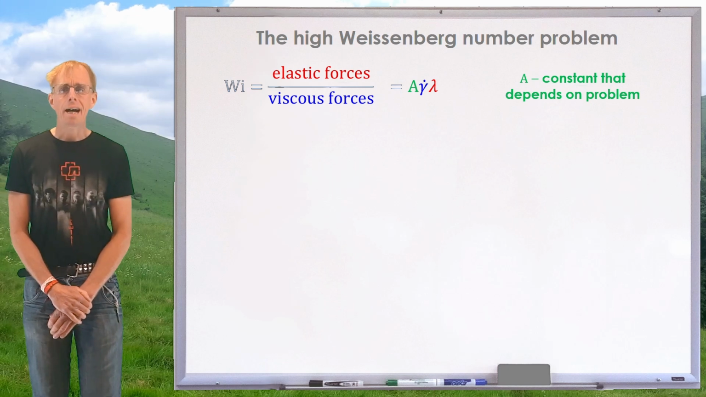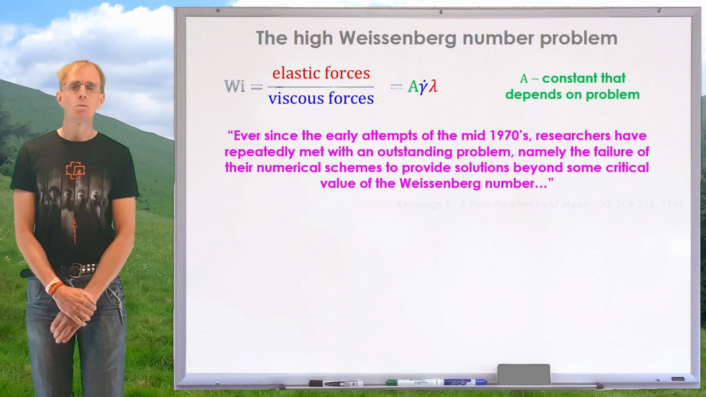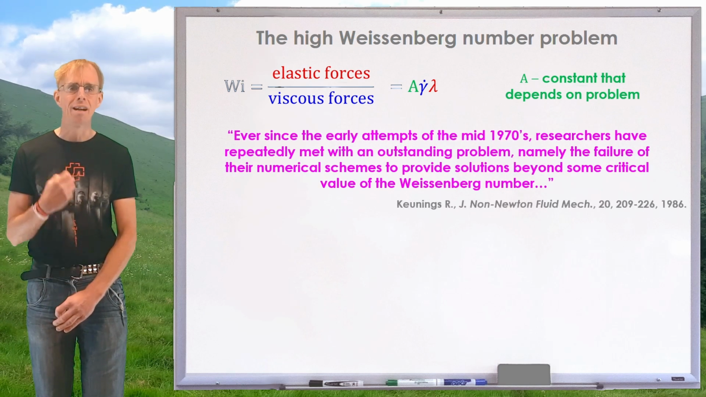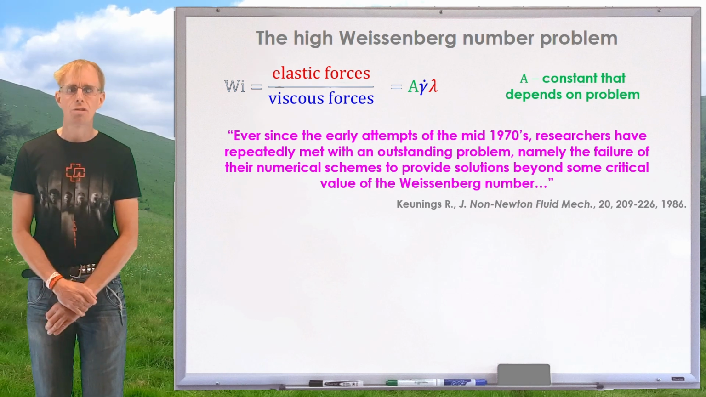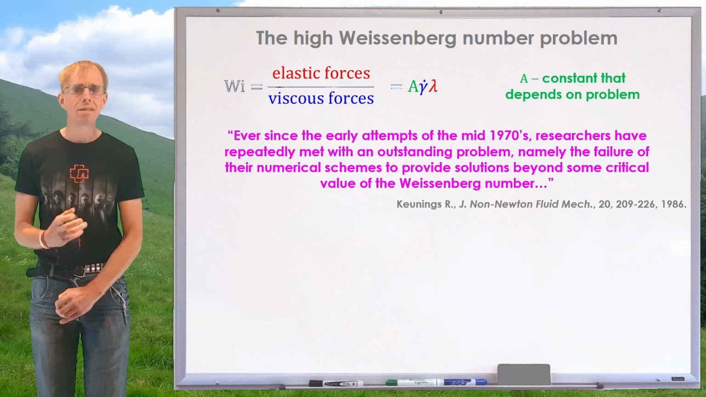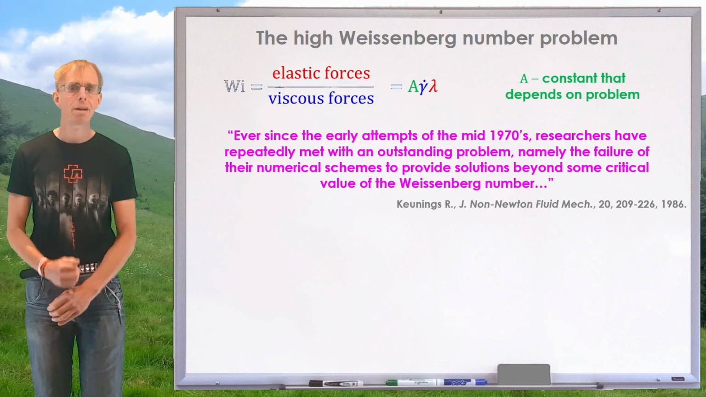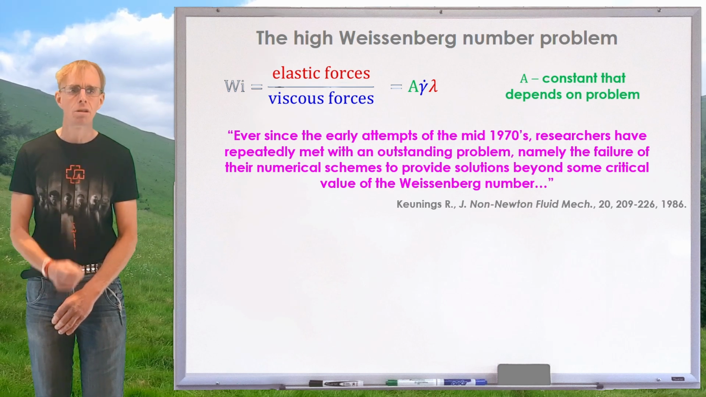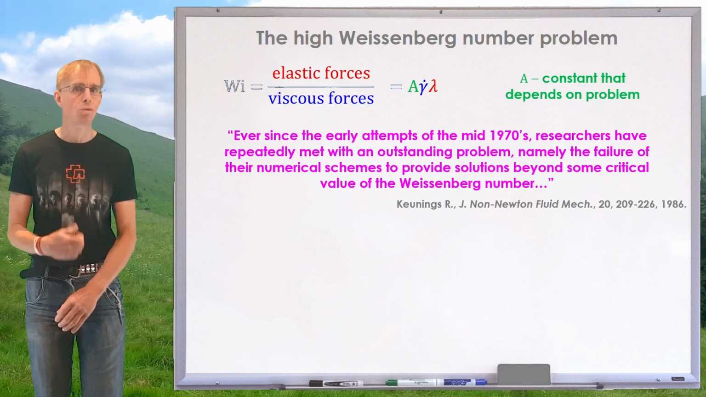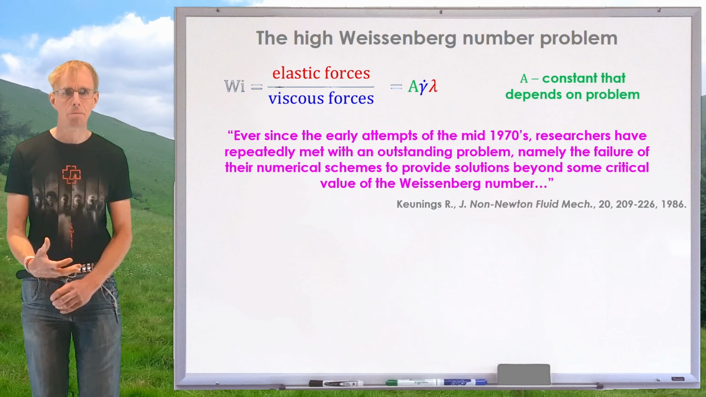And what has been found, and it's neatly summed up by this quote here, is that high Weissenberg numbers, where elastic forces dominate, are incredibly problematic to solve. Ronald Keunings said in 1986, ever since the early attempts of the mid-1970s, researchers have repeatedly met with an outstanding problem, namely the failure of their numerical schemes to provide solutions beyond some critical value of the Weissenberg number, where that critical value happens to be quite low, 3 or 4 or 5 or 6. And for engineering flows, you might have 10,000 as a Weissenberg number.